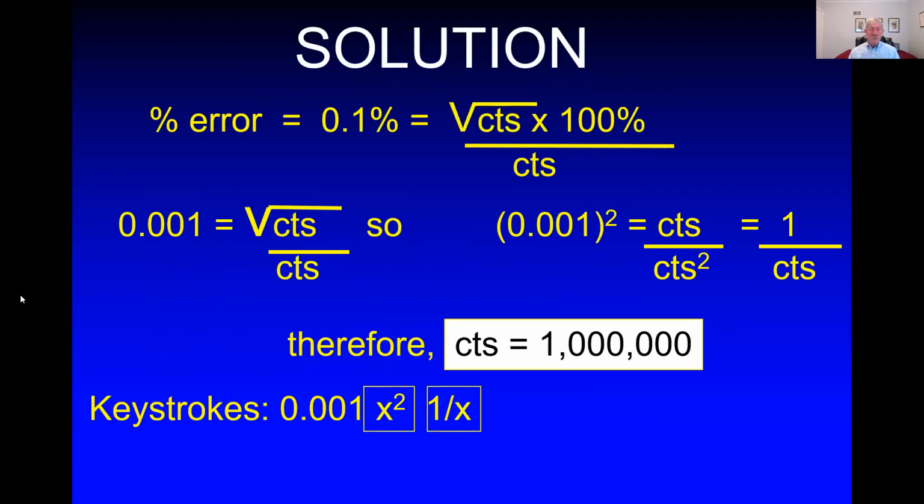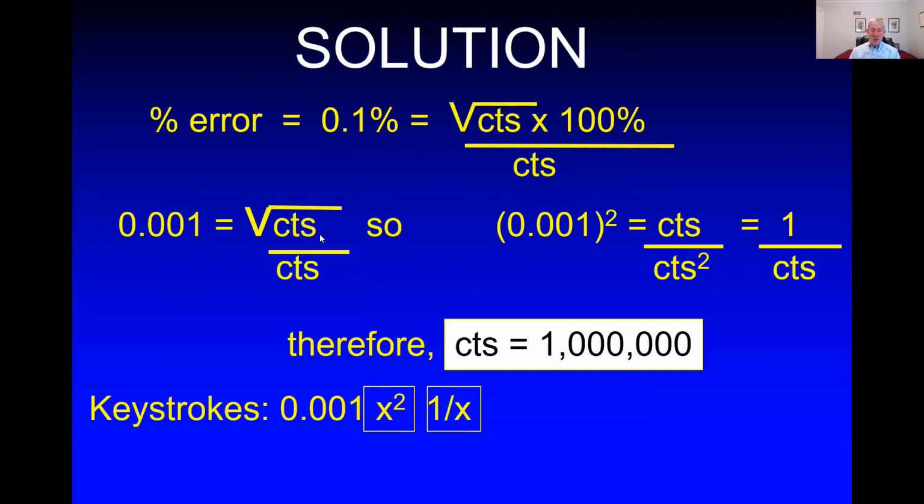Well, here's the setup. Percent error, which I gave you as 0.1%, is equal to the square root of counts over counts times 100%. All right, let's start this way. Percent signs cancel. So now we have 0.1 equals the square root of counts over counts times 100. If we divide both sides of the equation by 100, this cancels. 0.1 becomes 0.001. And this looks like a very simple equation. 0.001 is equal to the square root of counts over the counts.